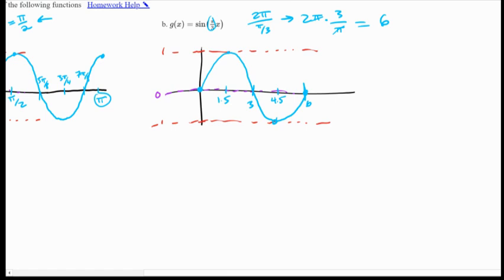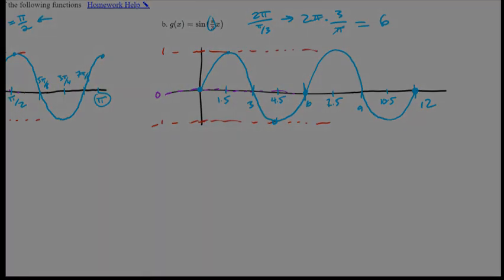I'm asked for 2 complete cycles, so I'm going to extend this a little bit to the top, down to the bottom, back to the midline. I know this is 12 because my period is 6, which makes this 9, 7.5, and 10.5. And that's 2 complete cycles for that second function g of x.